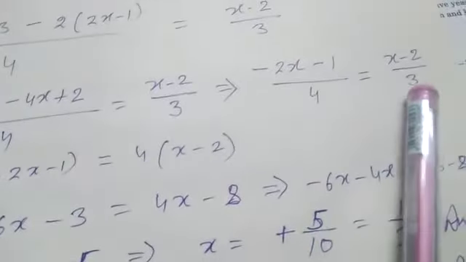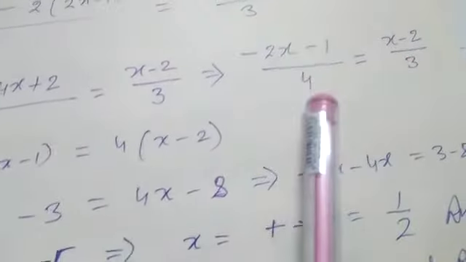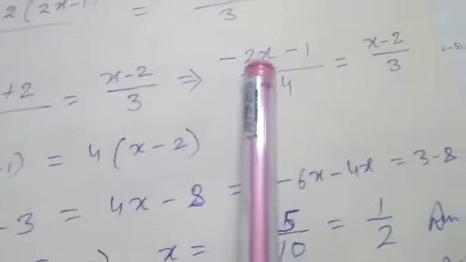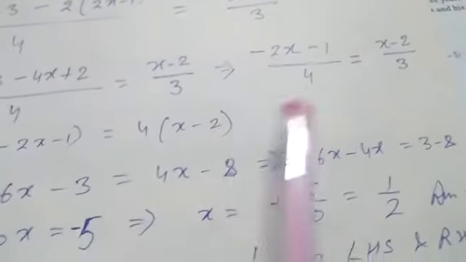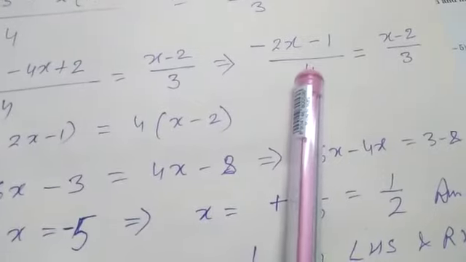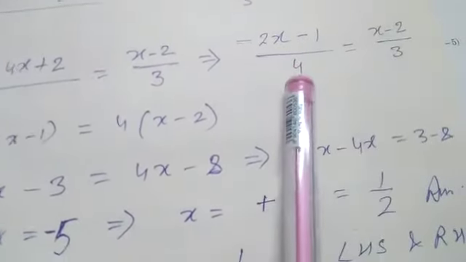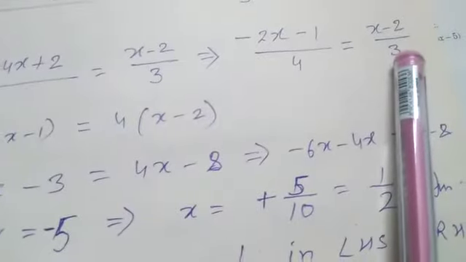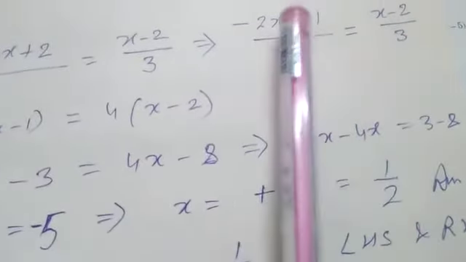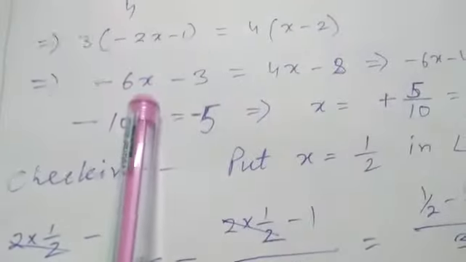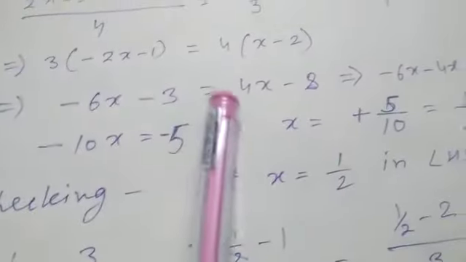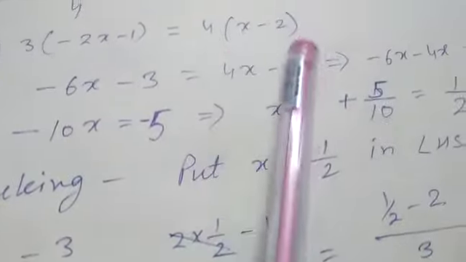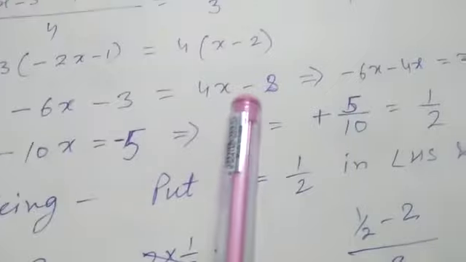Now by cross multiplication, multiply this with this and 4 with this. So 3 into (minus 2x minus 1), this step, and 4 into (x minus 2). This 4 is divide this side, so we multiply this 4 with x minus 2, and this 3 is divide this side, so we multiply minus 2x minus 1 with this 3. Now further solve it. Minus 3 into minus 2, minus 6x, x as it is. 3 into minus 1 is minus 3. 4 into x is 4x, 4 to the 8, plus into minus is minus 8.